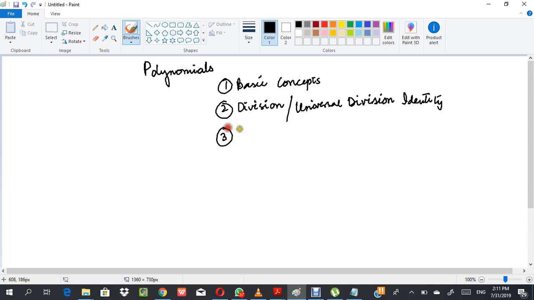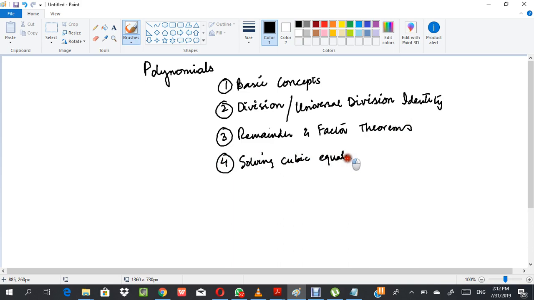Then we'll study the remainder and factor theorems. And finally, we are going to study how to solve cubic equations. And in this part, I'm going to tell you a calculator trick as well. Anyway, so let's get started.